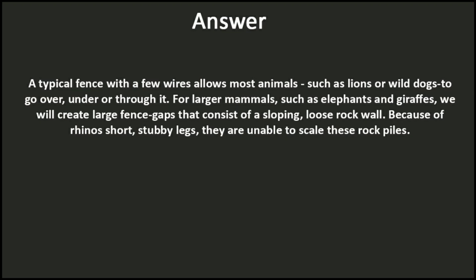A typical fence with a few wires allows most animals, such as lions or wild dogs, to go over, under or through it. For larger mammals, such as elephants and giraffes, we will create large fence gaps that consist of a sloping, loose rock wall. Because of rhinos' short, stubby legs, they are unable to scale these rock piles.